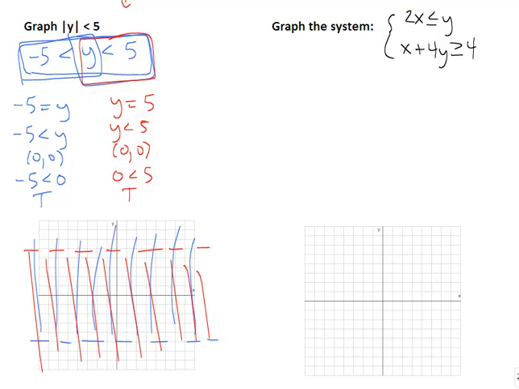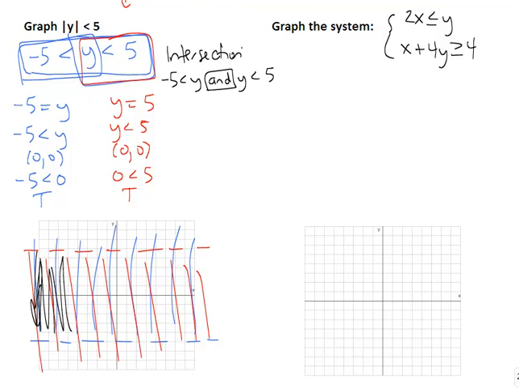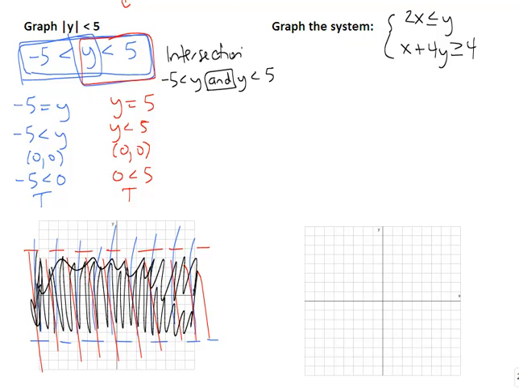Now, the next thing we have to recognize is, well, what's our final answer here? In a triple inequality, this is an implied intersection. There's an implied word "and" here, because what this triple inequality really means is we want all the y's greater than -5, and at the same time, all the y's less than 5. So we only want the y's that are between -5 and 5. So our intersection here is just this stripe, the horizontal stripe between -5 and +5. And there's my solution.